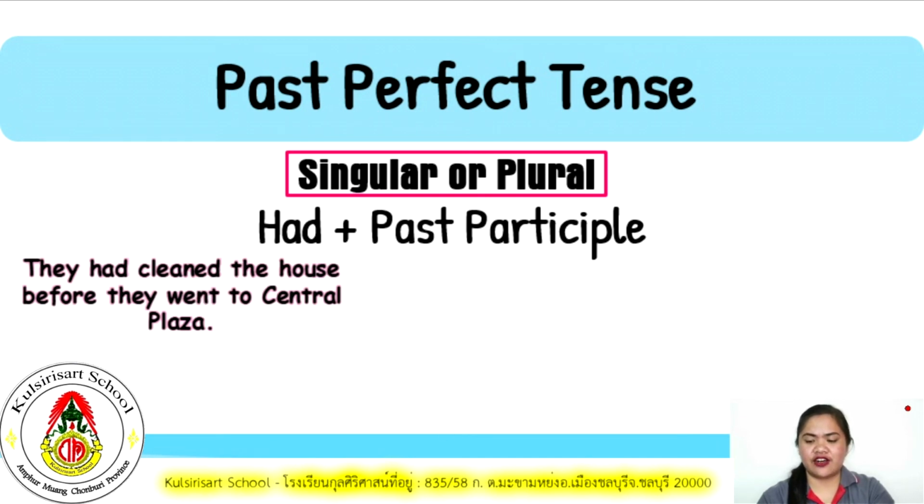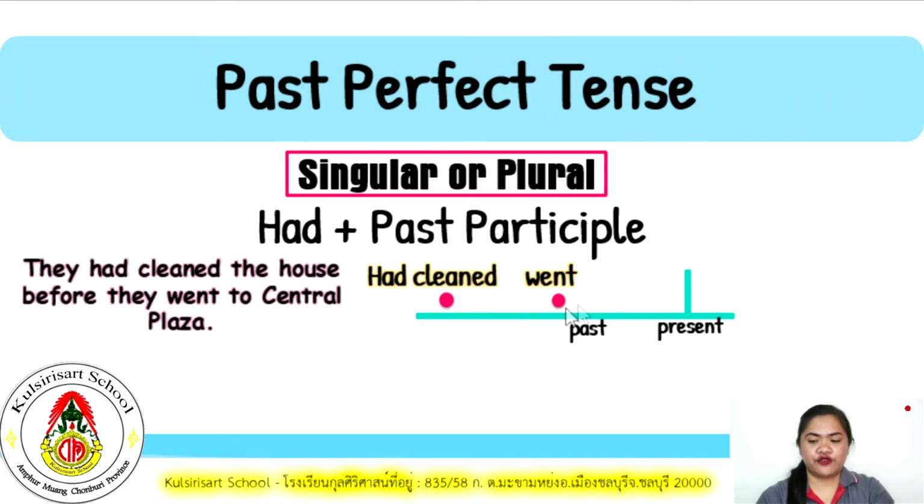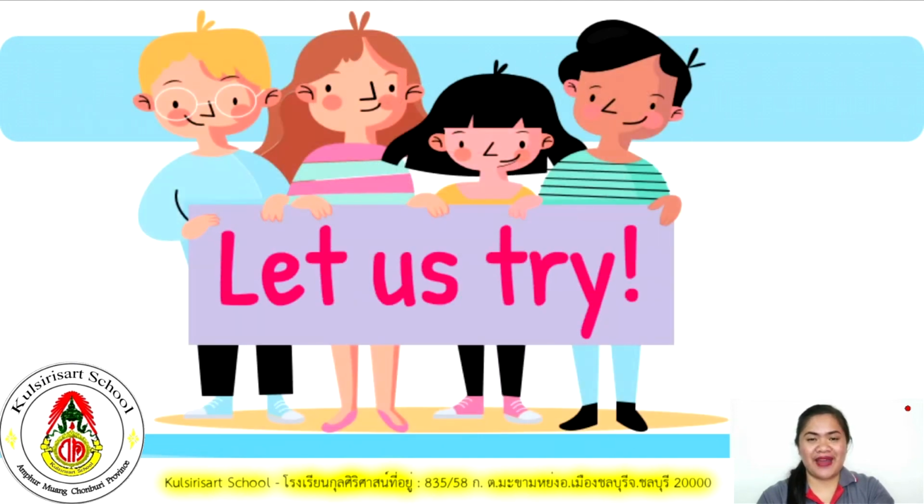So we have here the timeline. Of course, they went to Central Plaza, which is in the past, but before they went, they had cleaned the house. Did you get it? I hope you get it with my illustration here. So, we are finished with the past perfect tense. We are finished with the regular and irregular verbs, present perfect tense, and past perfect tense. This time, let us try to answer some exercises to test your understanding about our discussion a while ago. So, let's start.